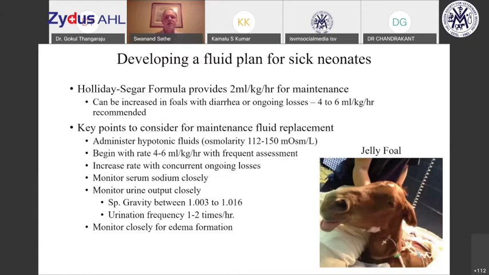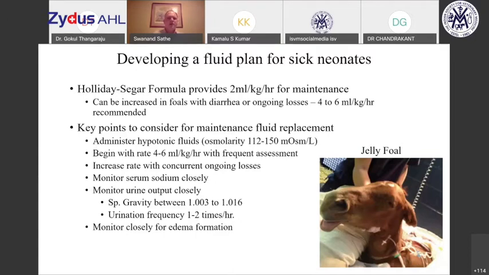You can increase your rate if you have a foal that starts developing diarrhea, or increase your rate essentially with ongoing losses. Monitor your serum sodium values very closely. Monitor your urine output very closely. Keep your specific gravity of urine between 1.003 to 1.016. And then also monitor for frequent urination. Most foals should urinate almost 1 to 2 times per hour. And above all, monitor for edema formation.